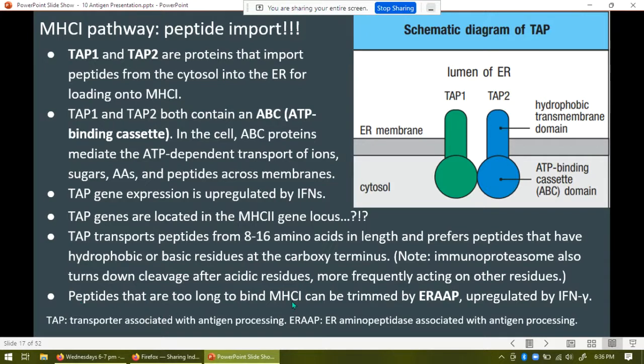Peptides that are too long to bind to MHC1, i.e. peptides 11 to 16 amino acids long, they can be trimmed by an enzyme called ERAP, which is upregulated by interferon gamma, but is also constitutively expressed. ERAP stands for ER aminopeptidase associated with antigen processing. So its job is to just trim down peptides that are too long to bind to MHC1. Okay. And then I also have one last note. Any peptide that does not bind to MHC1 is going to be taken back out into the cytosol and degraded.